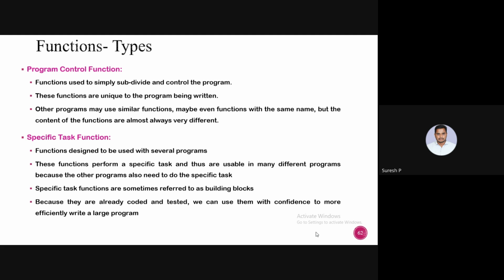Other programs may use similar functions, but the function's name can be the same while the content of the functions may be different. So that is called the program control function. I will explain with an example what can be the program control function and what can be the specific task function, after discussing the specific task function. The program control function is mainly acting as the control program.